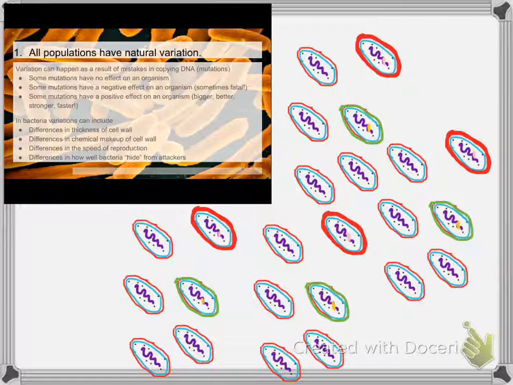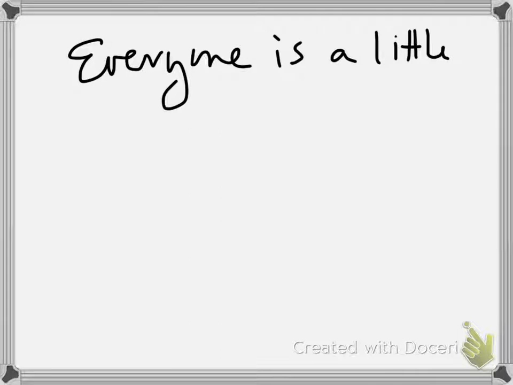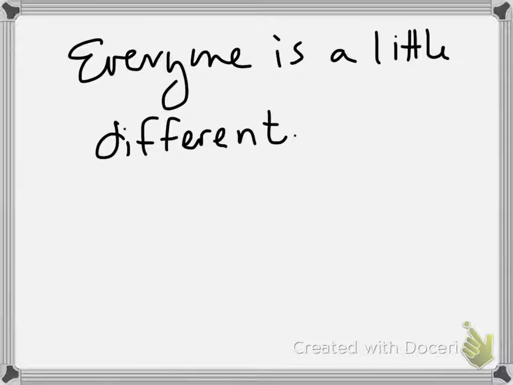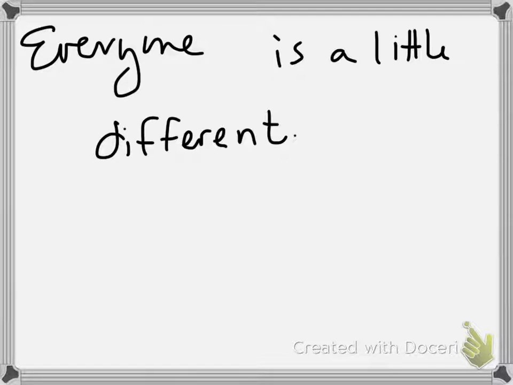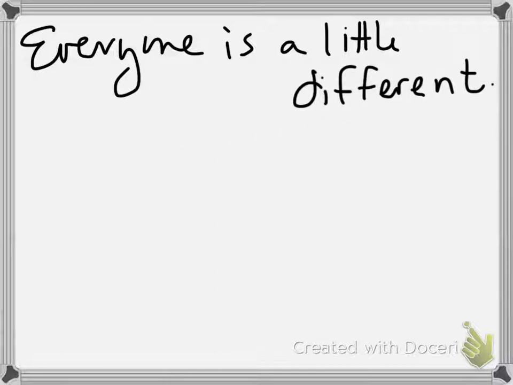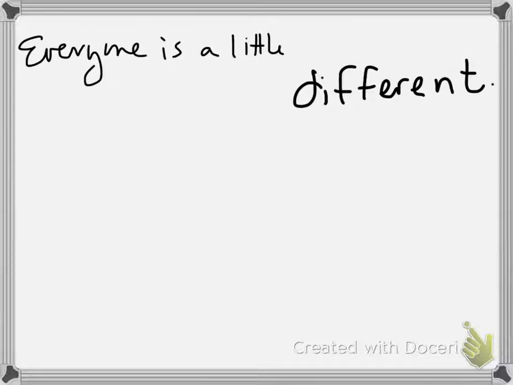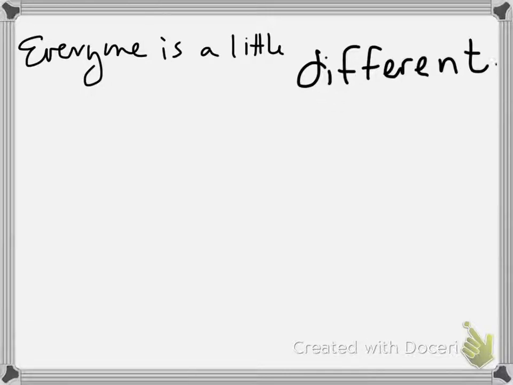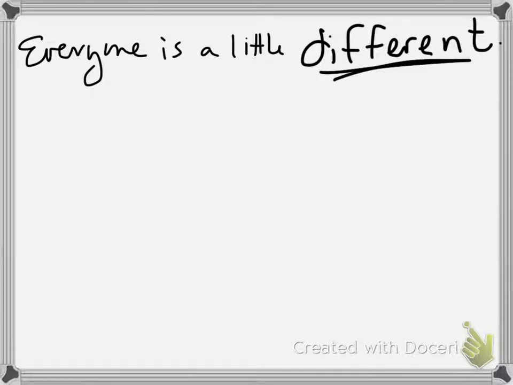All populations have variation. This is a good thing. This is a great thing. So I like to sum up that first point, all populations have variation, as everyone is a little different. This goes for humans, this goes for bacteria, this goes for ladybugs, maple trees, blue whales, wood rats, chipmunks, you name it. Any species you look at, any population you look at, every individual is just a little different from every other individual. That's a good thing. Everyone's just a little bit different.